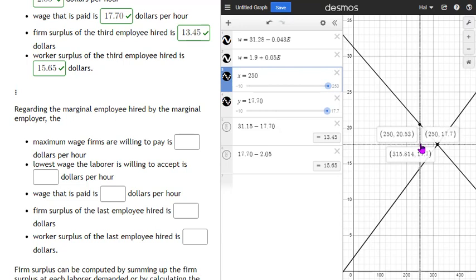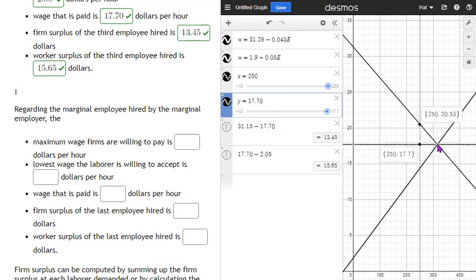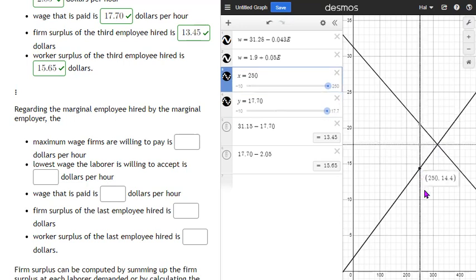17.7, right? So the employer surplus is shrinking. The worker surplus is shrinking too, right? The 250th worker has a reservation wage of 14.4, so they're only going to accept the job if they get paid at least $14.40 per hour, right? So their surplus has shrunk too, because their reservation wage is 14.4 and the market wage is 17.7.